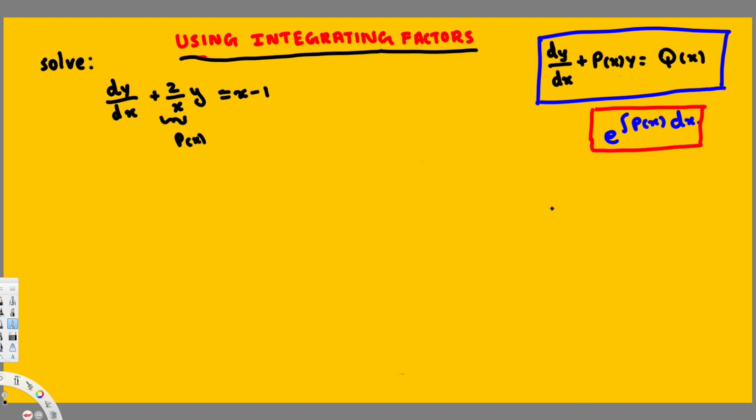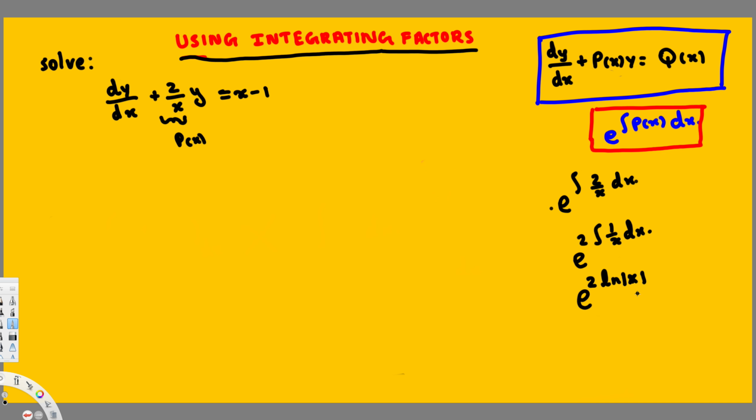So here we are going to put e power integral, and instead of p of x we can plug in this 2 over x dx. Now we can move the 2 to the front, so this is going to be 2 integral 1 over x dx. And we know that the integral of 1 over x is ln x plus constant, but here we don't have to worry about the constant because we need only one variable. And this is going to be 2 ln of the absolute value of x.